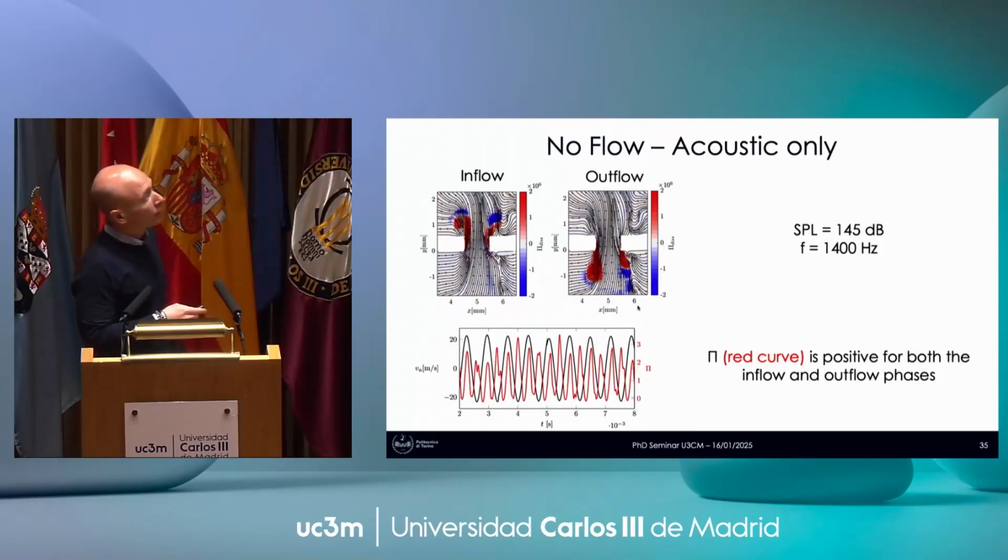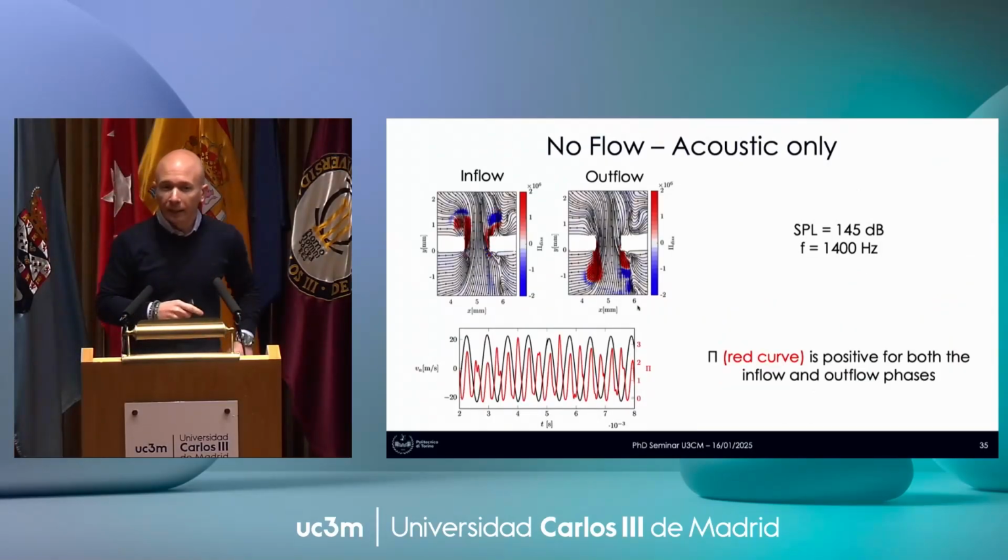So if I move to the case without flow and I plot the integral on this contour, I see that both in the inflow and the outflow cycle, I'm always dissipating energy. And this is good. So I have two cycles that dissipate energy. I have acoustic velocity everywhere, more or less, in my orifice. So this is working properly.